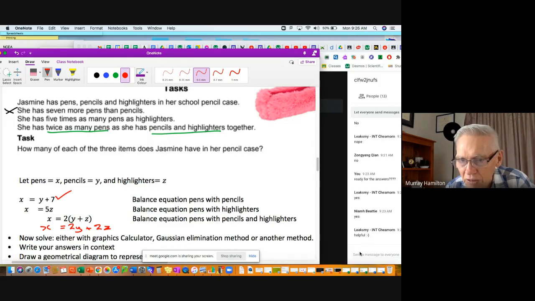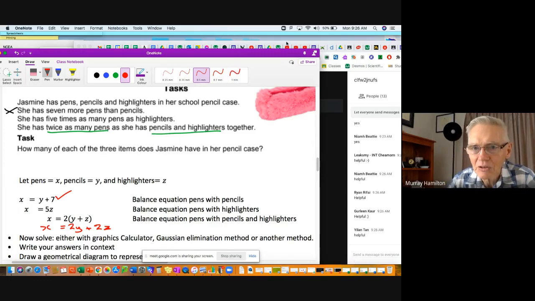Helpful, confusing, or not. Right, so Lex, you found it good. Neve, 2. Ryan, 3. Gillian, 4. Helen, 5. Right, 5 of you have found it helpful, and the others haven't answered yet. So maybe they're struggling.